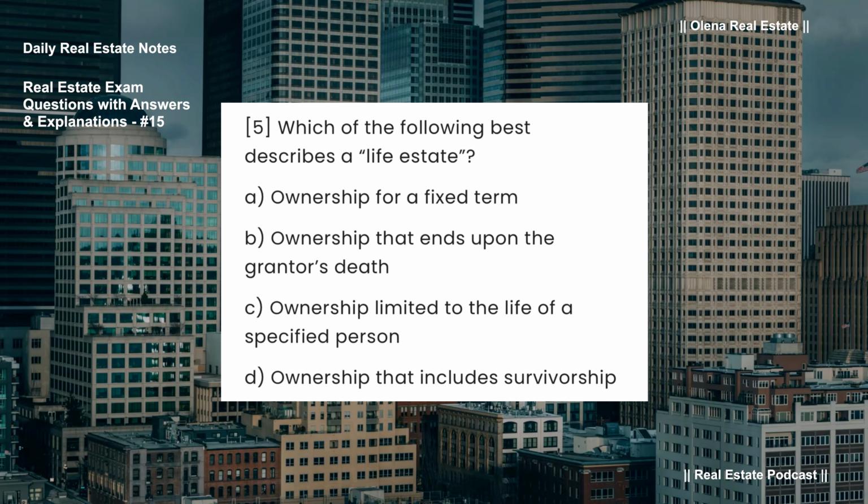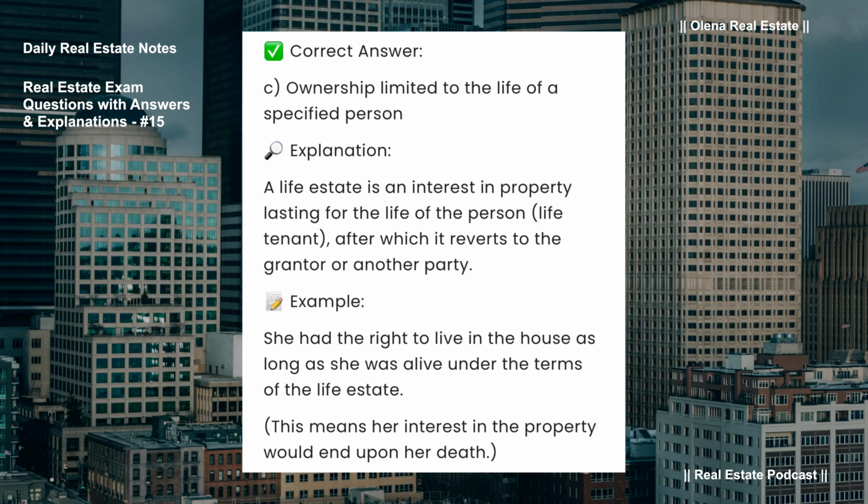Which of the following best describes a life estate? A. Ownership for a fixed term. B. Ownership that ends upon the grantor's death. C. Ownership limited to the life of a specified person. D. Ownership that includes survivorship. Correct answer, C. Ownership limited to the life of a specified person.